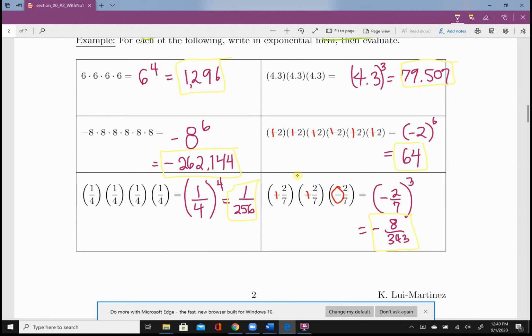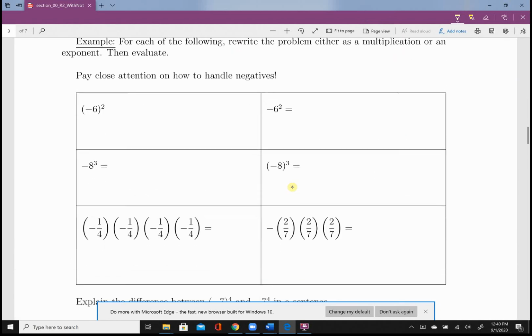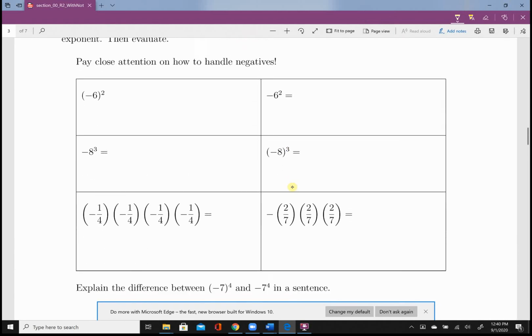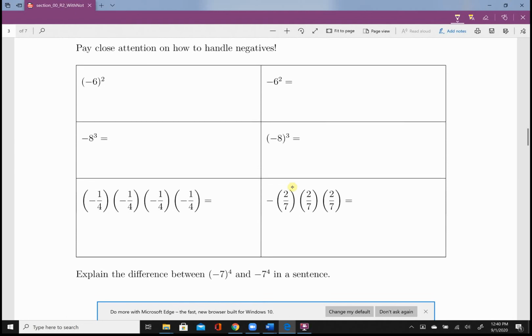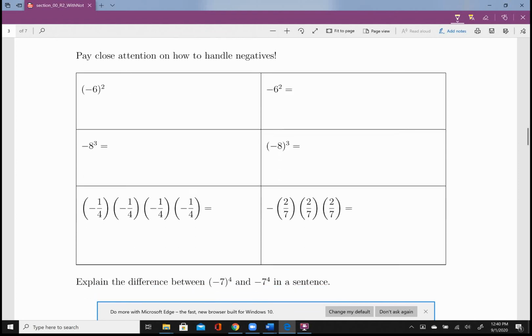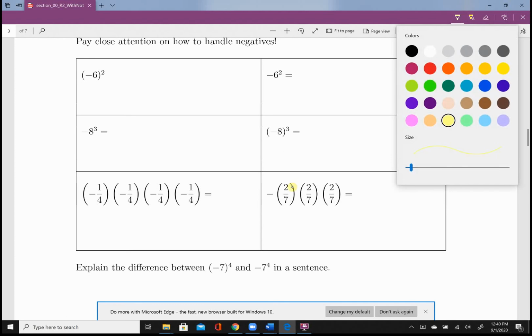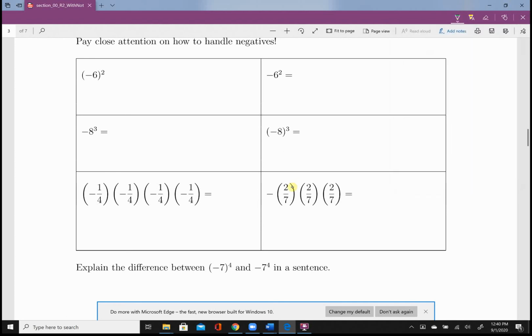Cool. So that's lots of practice on dealing with exponents here. Oh, and then there's still more. Check this out. Pay close attention on how to handle negatives. Multiplication, exponent. Okay, great. So let's go ahead and rewrite this one. Let's get a new color scheme. Let's go green with it.